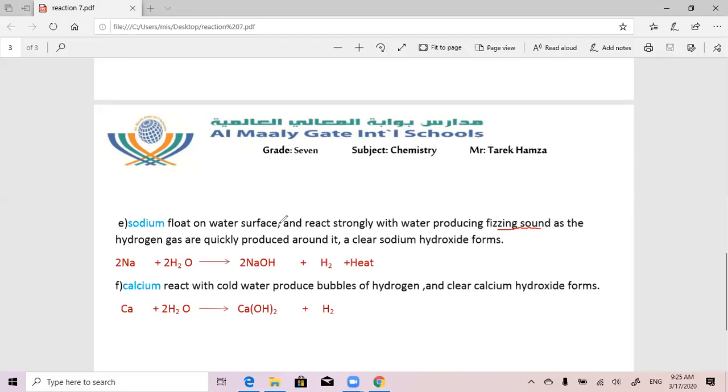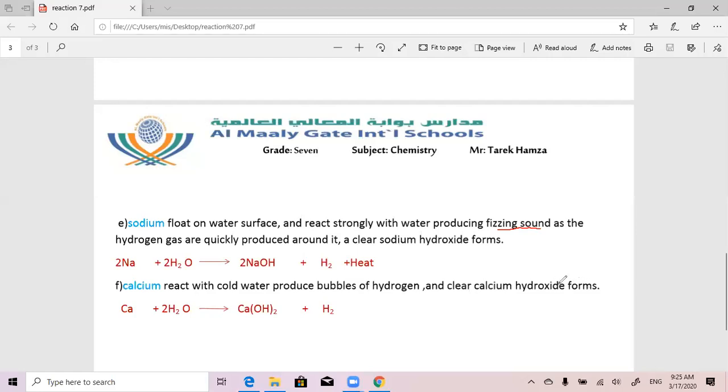This reaction is represented by the following equation: 2Na plus 2H2O produces 2NaOH and hydrogen and heat. Here heat is produced because the reaction between sodium and water is very strong. Calcium reacts with cold water, producing bubbles of hydrogen and clear calcium hydroxide.